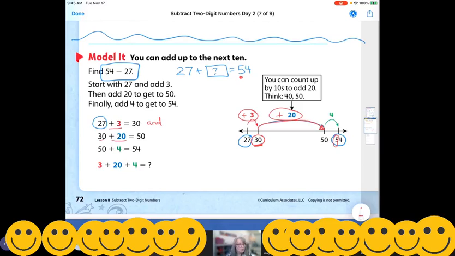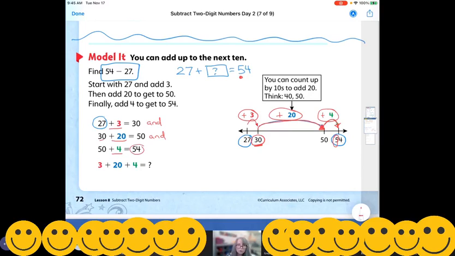All right, we're not done. We need to end up at 54. So 50 plus 4 more gets me to 54. And here it is. I'm going to put plus 4, and 50 plus 4 more equals 54. I know I'm done. I started at 27. I ended up at 54.